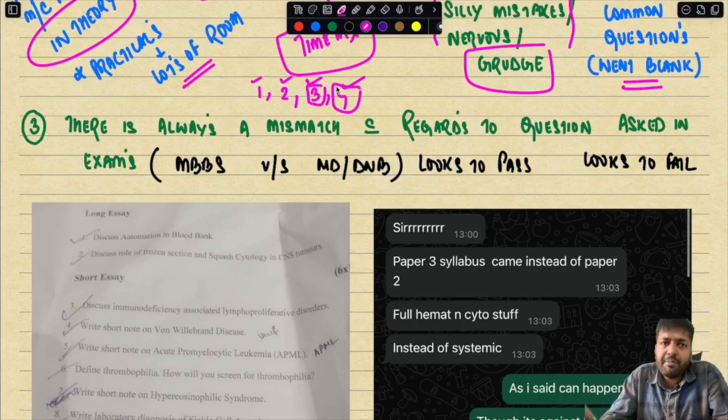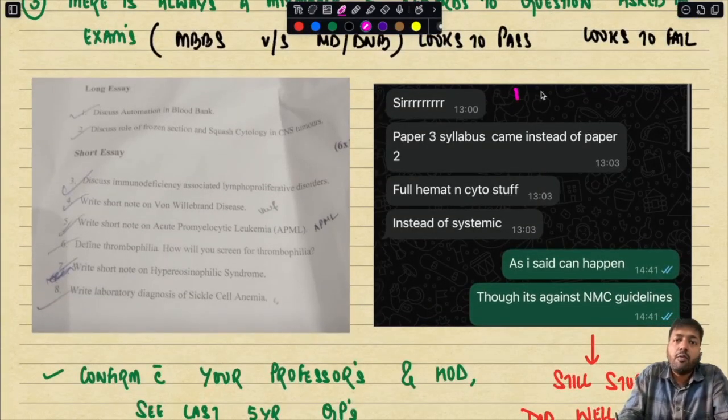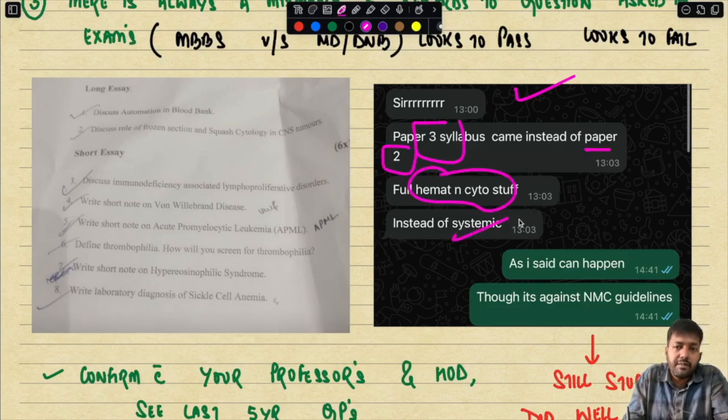But what is happening is that this is not followed uniformly across the country. Some universities are following it very nicely. Some universities are not following it at all. For example, this is a WhatsApp message from one student who gave us this screenshot. The paper 3 syllabus came instead of paper number 2, full hematology and cytology instead of systemic pathology. As I have already maintained in the 90-day videos, I have told you the same thing.